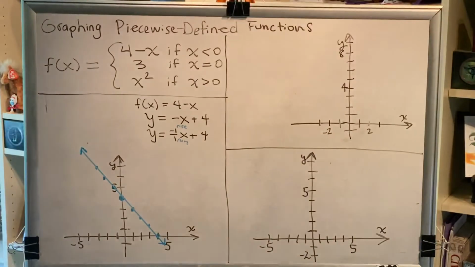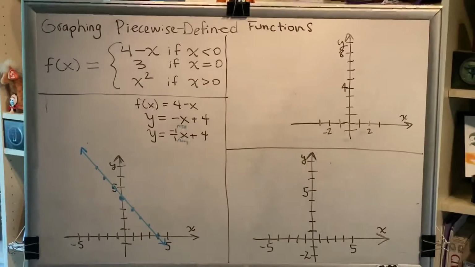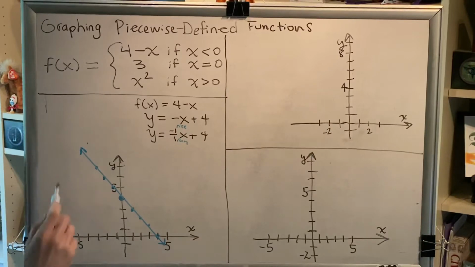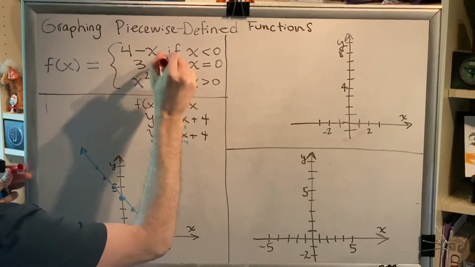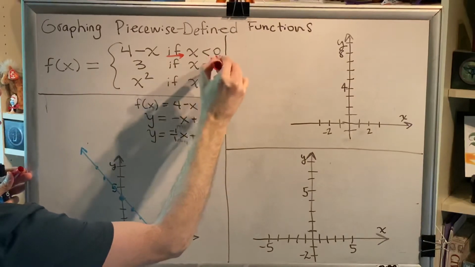But it has a domain restriction: x is less than 0. So what that means is I'm not going to keep the whole line. I'm only going to keep a piece. So how do I figure out which piece? After the word if, find the number, and that's where you're going to cut.